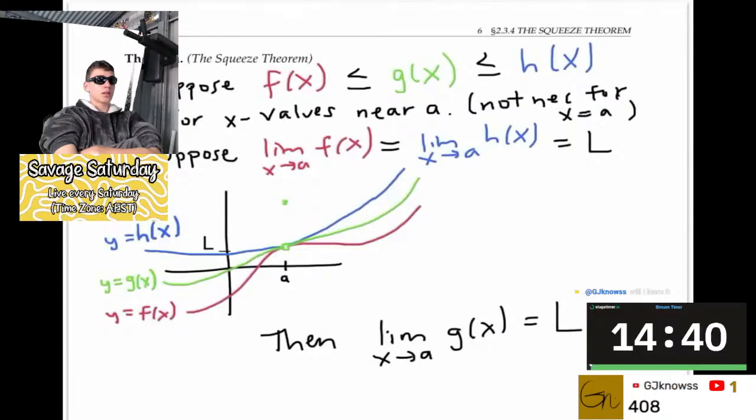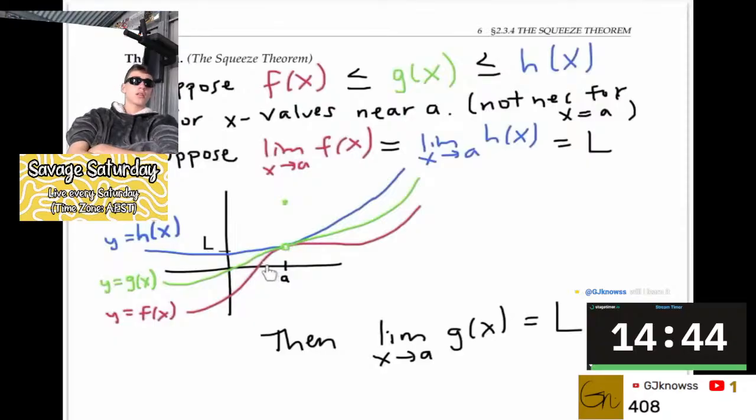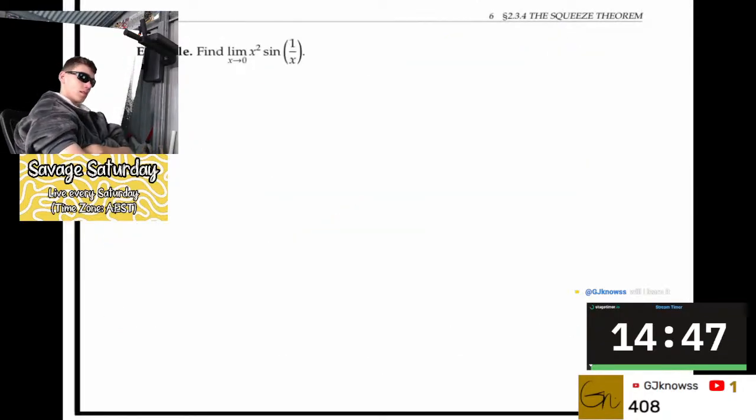And that's the squeeze theorem, also known as the pinching theorem and the sandwich theorem, three very descriptive names that capture the idea of g of x being trapped in between lower and upper bounds. Now let's use the squeeze theorem to find the limit as x goes to 0.